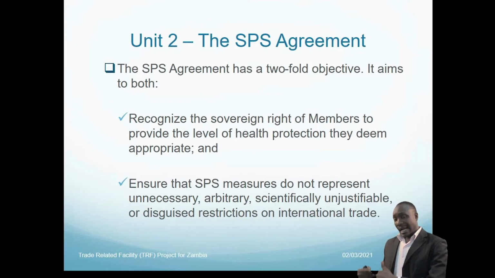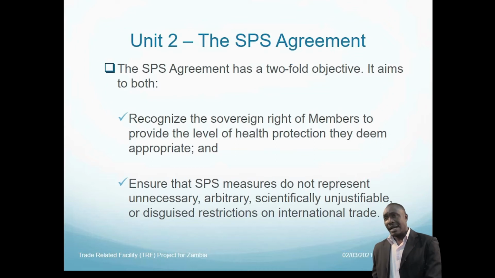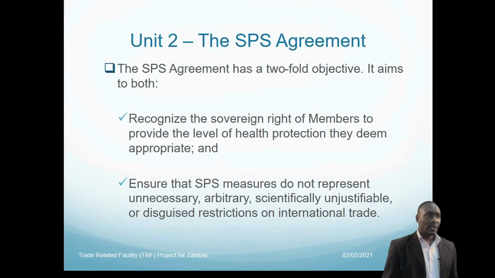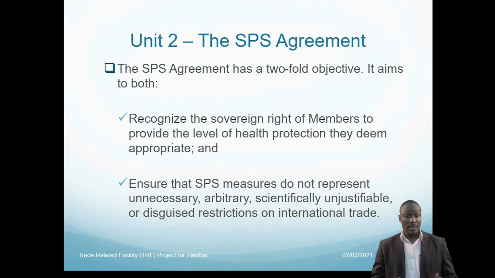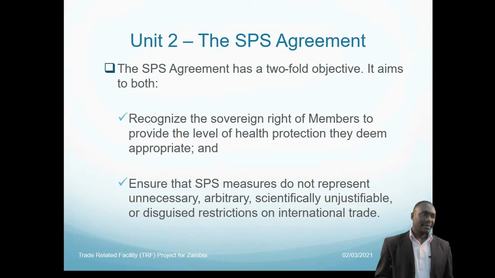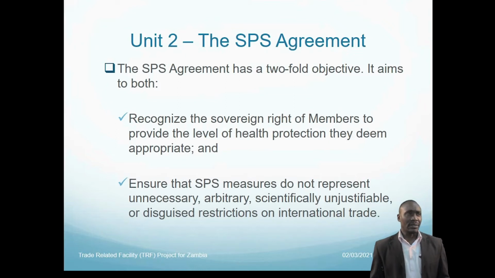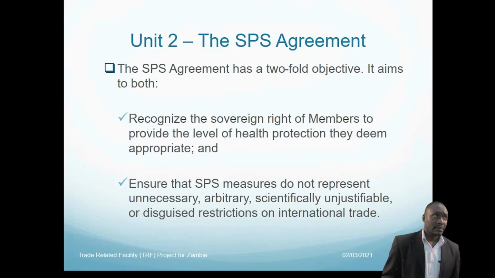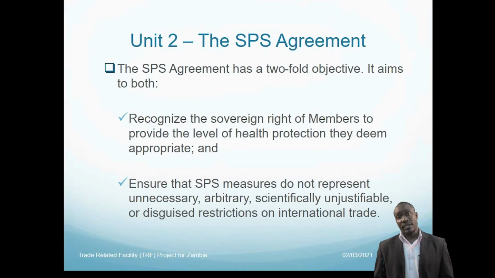Second, that those measures are evaluated to ensure that they do not pose arbitrary, inconsistent, or sometimes scientifically unjustifiable means of protecting. In some instances, that could actually be a disguise of trade restrictions, where you are trying to protect your producers, but you hide in the name of protecting your population.